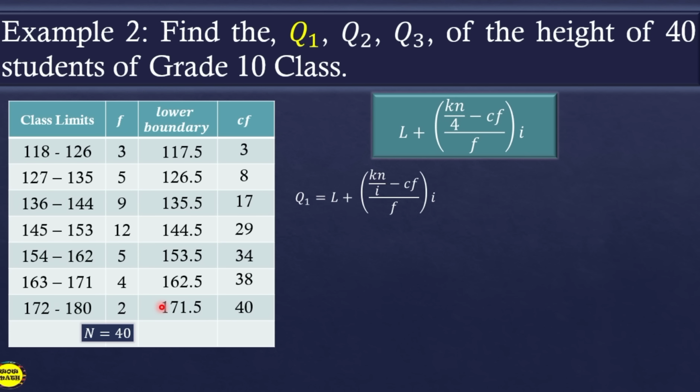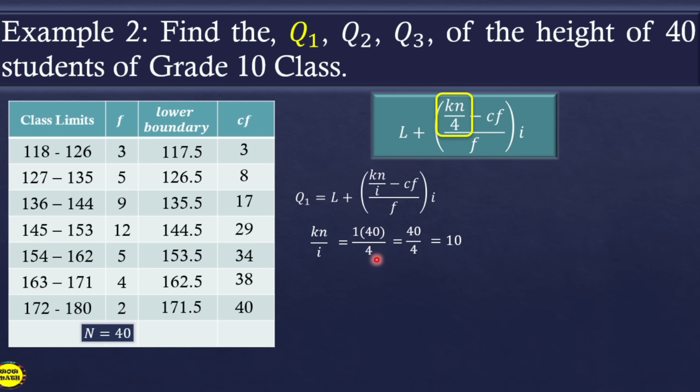And, okay, so makukuha na natin yung first quartile natin. So, that is 1 times 40. So, yung K natin ngayon is 1. And then yung N natin is 40. So, 1 times 40 divide 4. So, 40 divide 4, the answer is 10.